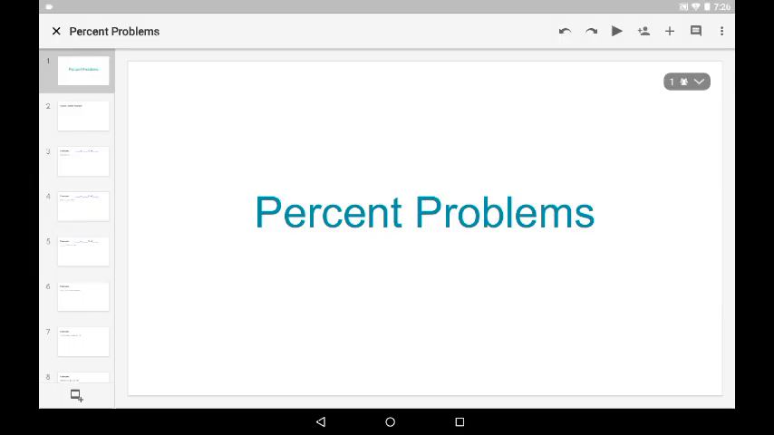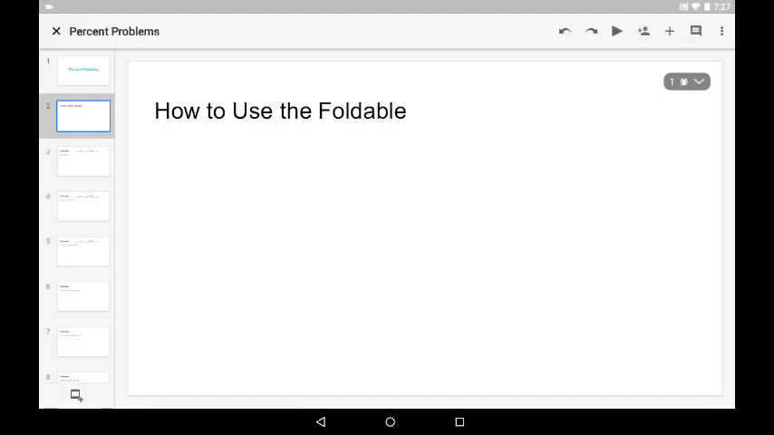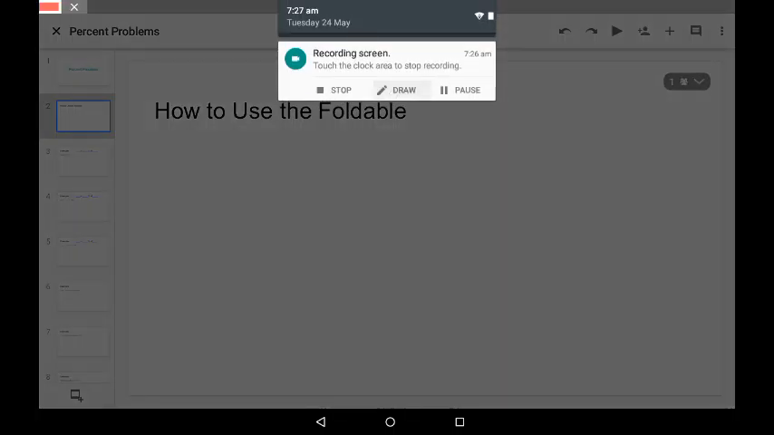Hi guys, this is your lesson on percent and percent problems. So you should have just made a foldable on some, I think it was pink paper, that might be a little confusing at this point. So first I'm going to explain how to use this, and then I'm going to go through some examples of how to solve the problems.